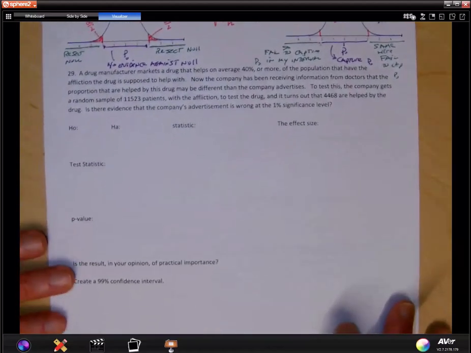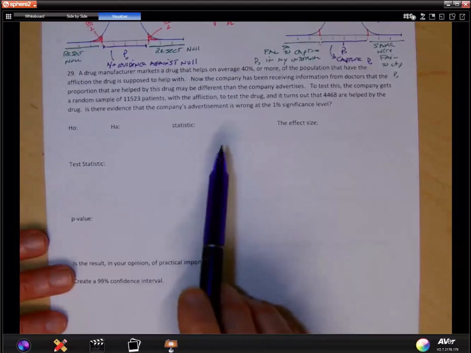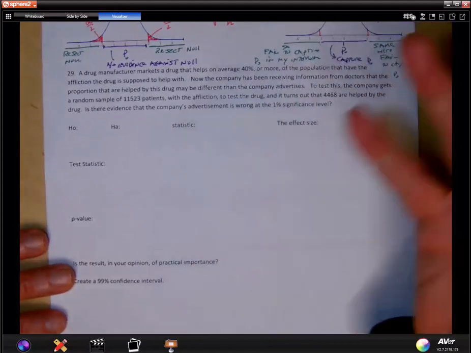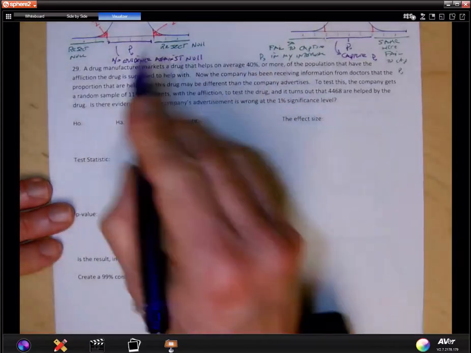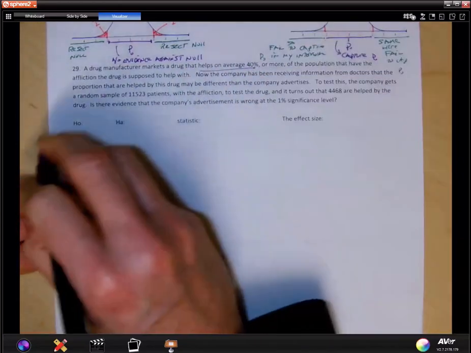Now, because we've done these a few times, these are all going to be two-sided tests. I'm not going to go into too much detail, and you can speed this up. I'm not going to do too much talking here. So, average.